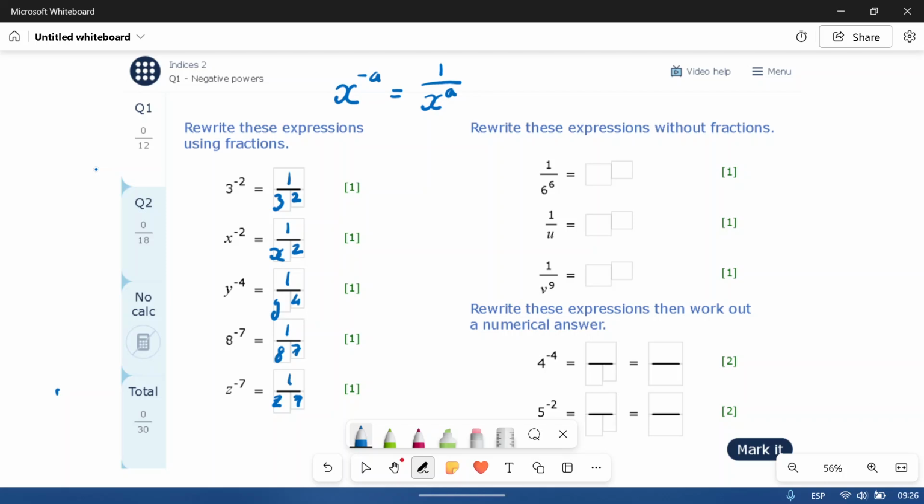This is just the other way around. We're going now this way. So if you want to write the denominator as a normal index, keep it the same, but you need to add the little minus there. Remember, if there is no index, you can always put a 1, because anything to the power of 1 is the same. So the u will be to the power of minus 1, and v to the power of minus 9.